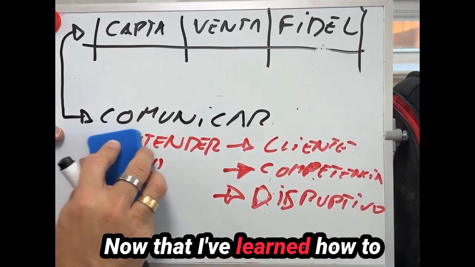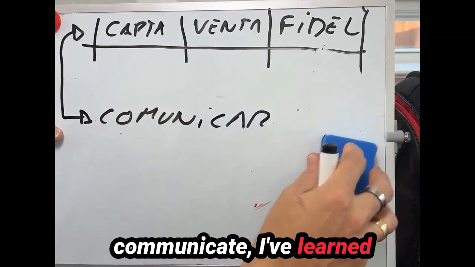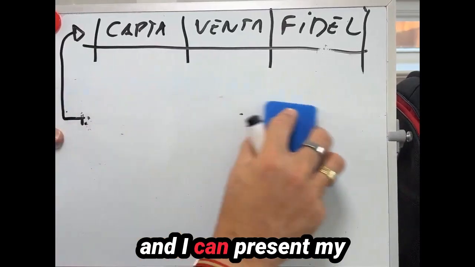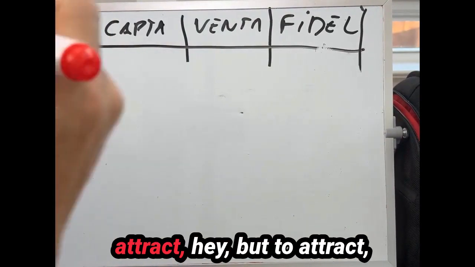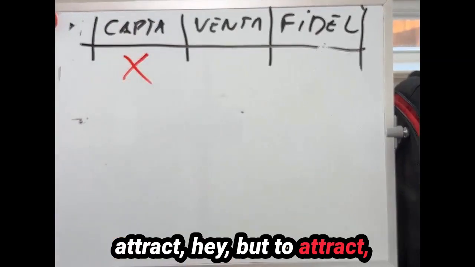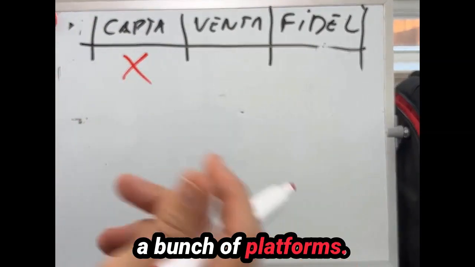All right, now that I've learned how to communicate, I've learned to analyze my competition, and I can present my product in a different way. I've already learned how to attract. Hey, but to attract, I'm going to have to learn a bunch of platforms.